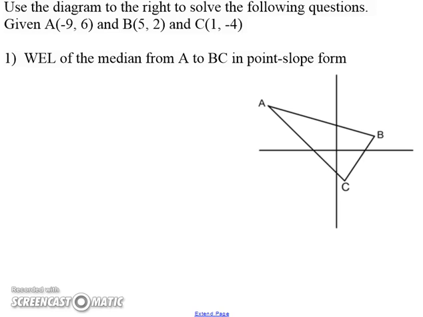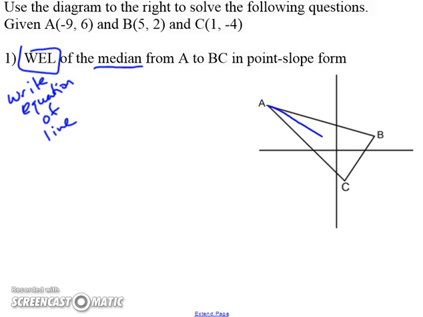Here are a couple of examples dealing with writing equations of lines. We're going to be practicing with medians and altitudes and understanding the visual connections in writing equations of lines. First off, WEL means write equation of line. Then we have to understand what the median means. If I'm going from A to BC, that means I'm going to the midpoint of BC. So the very first thing I need to do is find the midpoint of BC.